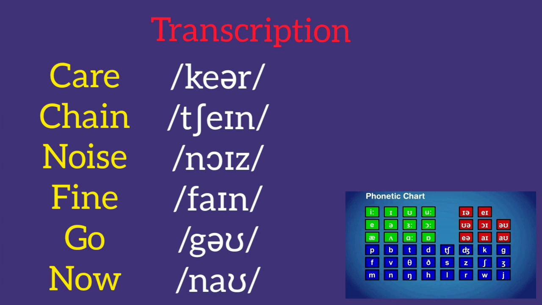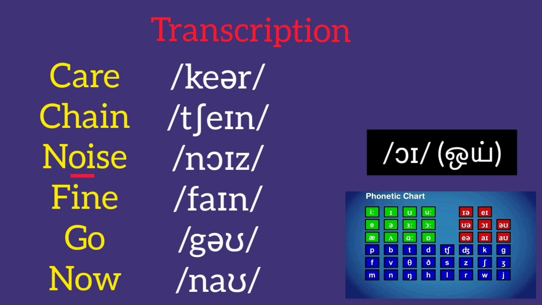Next is noise. The letters OI produces a sound of diphthongs OI as it matches with the sound OI, and the letter is produces is sound. Its transcription is slash I is slash.